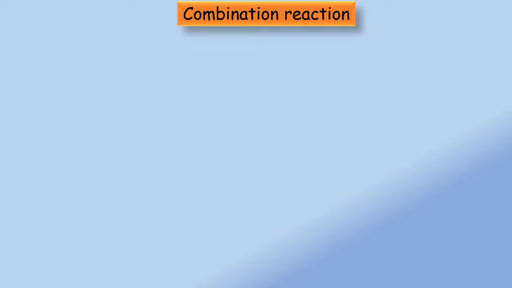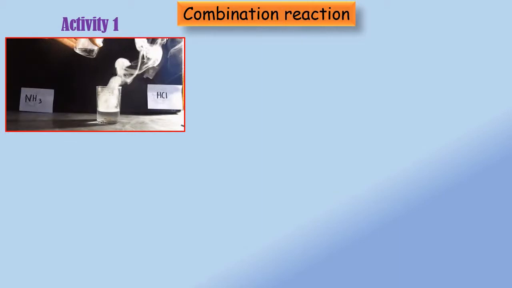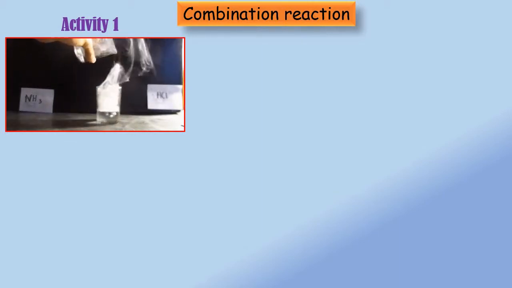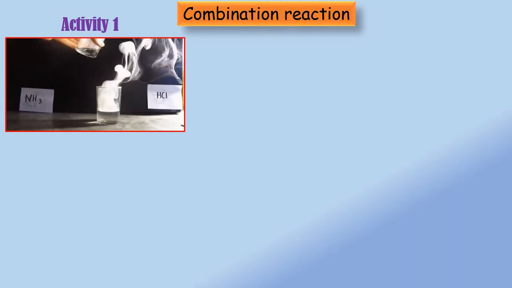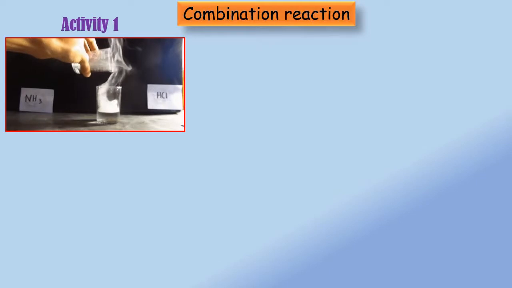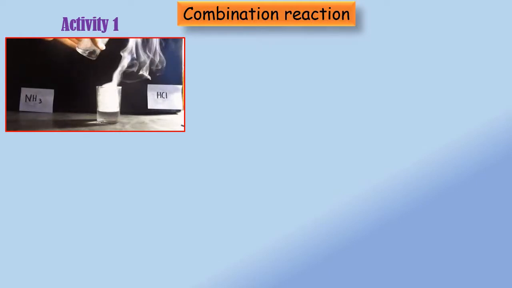Let us learn combination reaction. For this, let us do one activity. Take a small amount of hydrochloric acid in a beaker. Pour some ammonia solution into the beaker containing warm hydrochloric acid and observe the change.